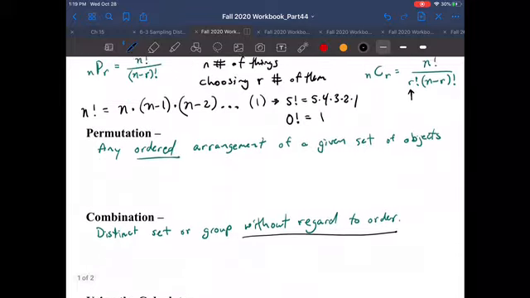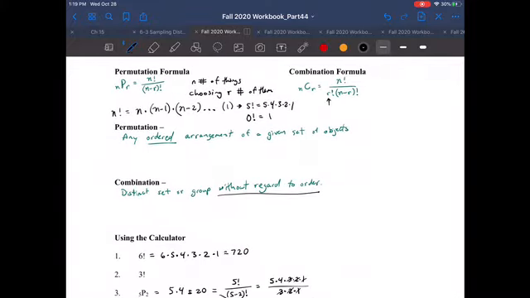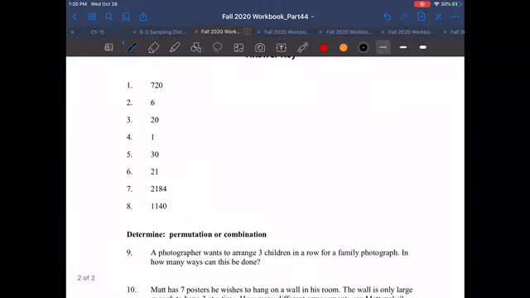So I'm going to leave it for you to try the rest of the ones on this page, and then you can kind of move on. And, of course, the answers are over here. You can check them.